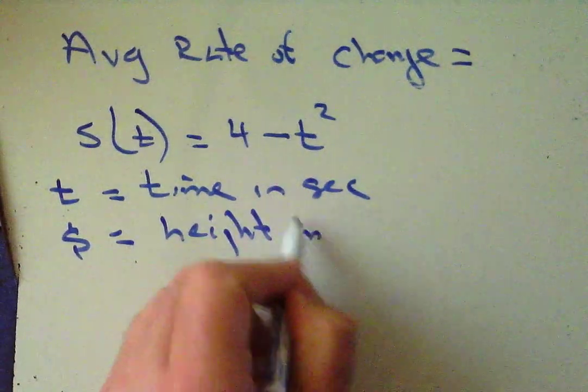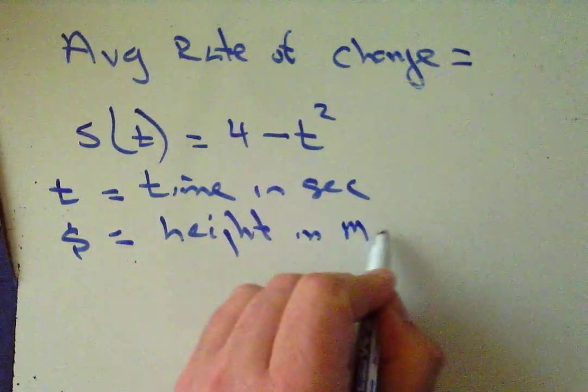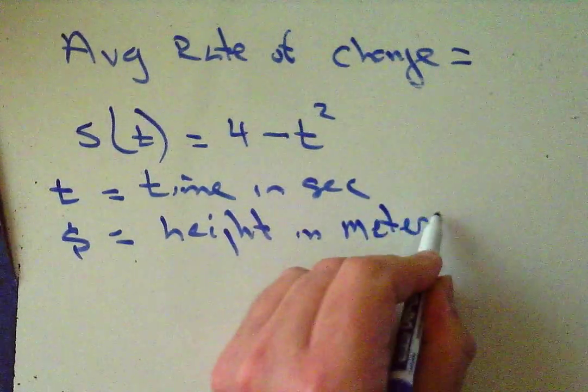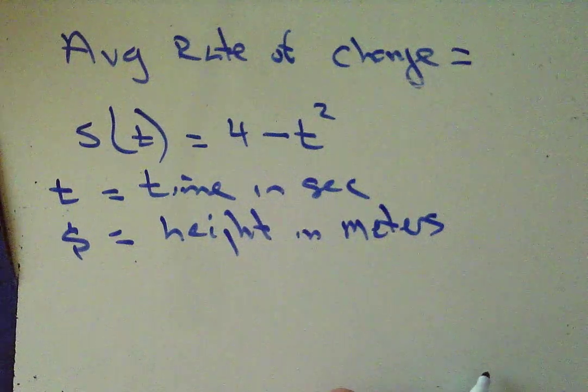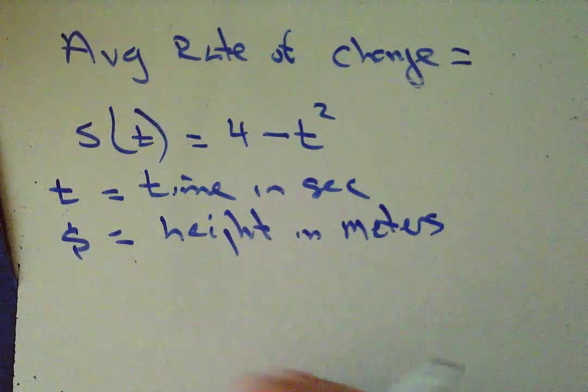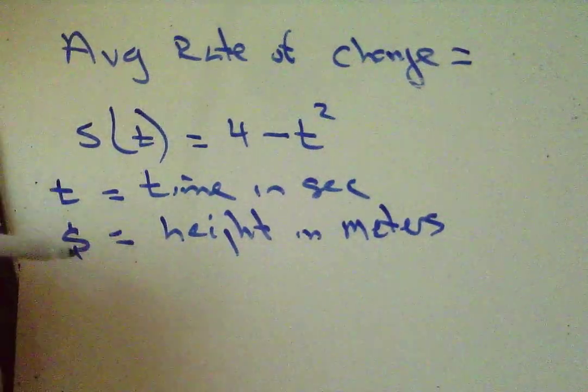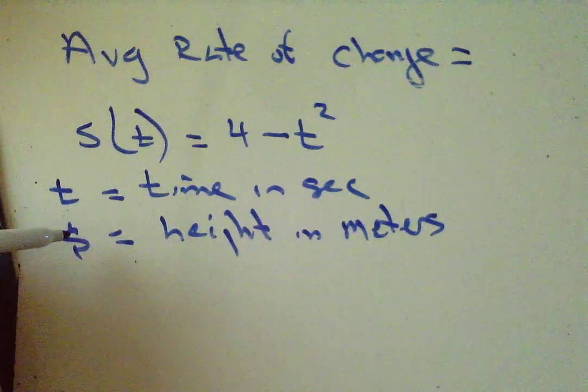Okay, in meters. Now, when I think about average rate of change and I think about slope, I have a problem because I don't have any x's and y's.